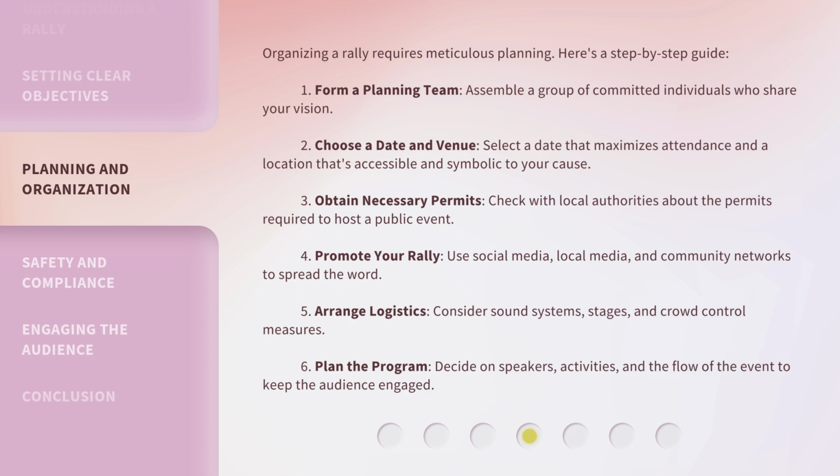3. Obtain necessary permits. Check with local authorities about the permits required to host a public event. 4. Promote your rally. Use social media, local media, and community networks to spread the word. 5. Arrange logistics. Consider sound systems, stages, and crowd control measures. 6. Plan the program. Decide on speakers, activities, and the flow of the event to keep the audience engaged.